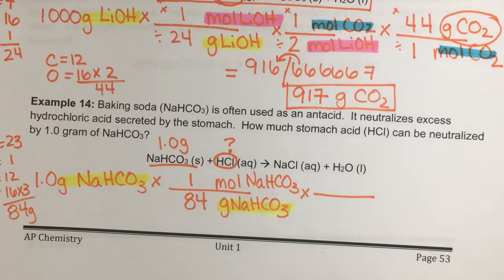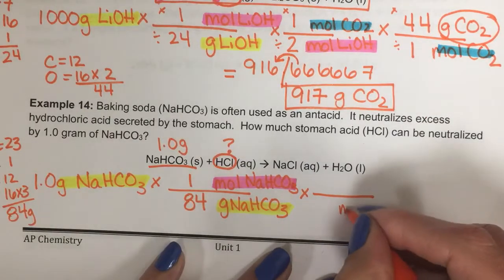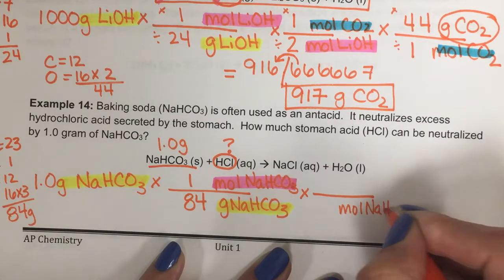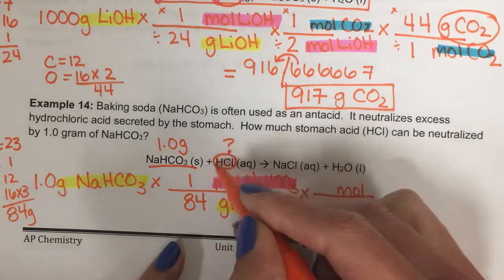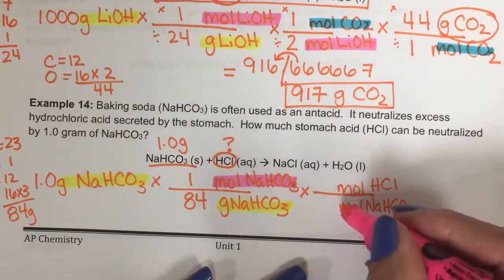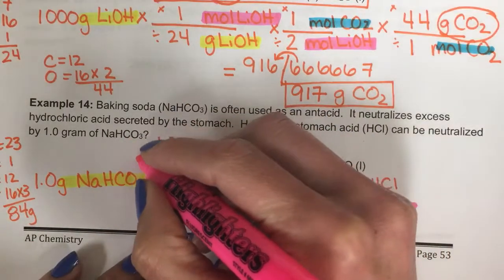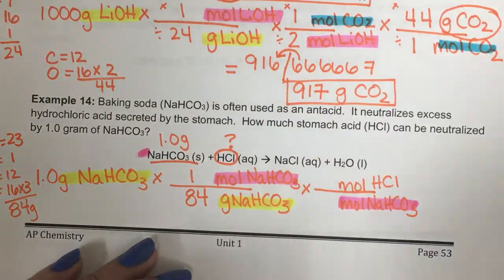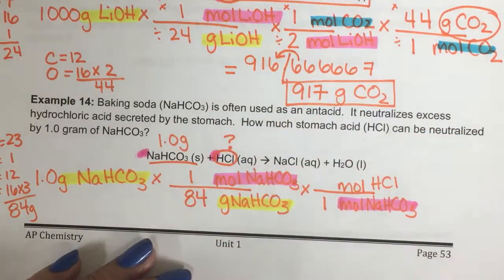Okay. Step 2, I'm getting rid of moles of NaHCO3. So that goes on the bottom. I'm changing to moles of HCl. Now remember, when I'm changing from moles to moles, I look at the balanced chemical equation. In this case, I've got no number in front of NaHCO3, so that's a 1. I've got no number in front of HCl, so that's also a 1. Okay?